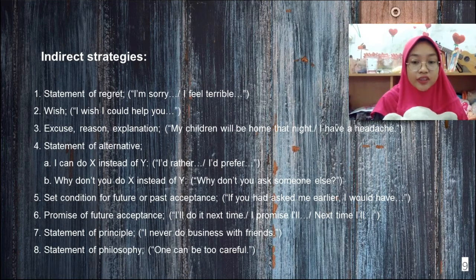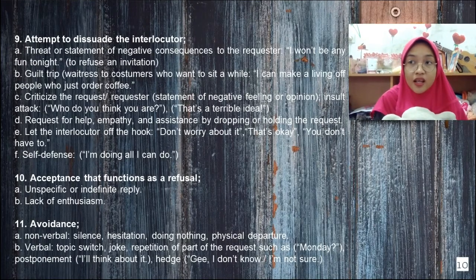And the next is indirect strategies. The first example from indirect strategies is statement of regret, like "I'm sorry, I feel terrible". The second is wish, "I wish I could help you". The third is excuse, reason, and explanation, for example "My children will be home that night". The fourth is statement of alternative, "I can do X instead of Y", "I'd rather do X", and "Why don't you ask someone else?" The fifth is set condition for future or past acceptance, for example "If you had asked me earlier", then promise of future acceptance, "I'll do it next time". And statement of principle, like "I never do business with my friends". And the last is statement of philosophy, like "One can't be too careful".